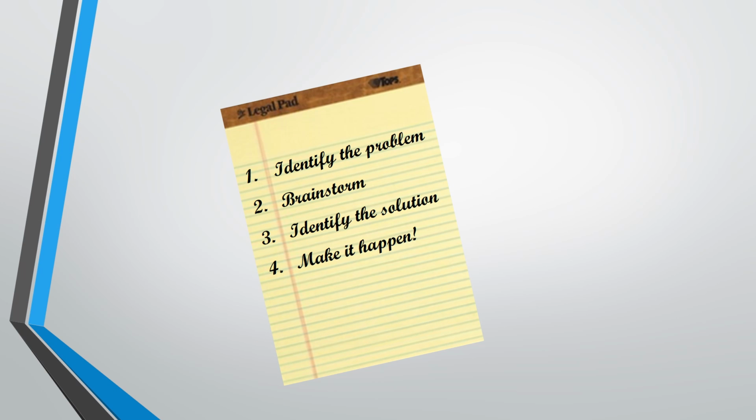In Week 2, we introduced the four major steps in creative problem solving: identify the problem, brainstorm, identify the solution, and make it happen. In Weeks 2 and 3, we looked at the first two steps. Next week, we will look at Step 4, which, obviously enough, leaves Step 3 for this week: identifying the solution.